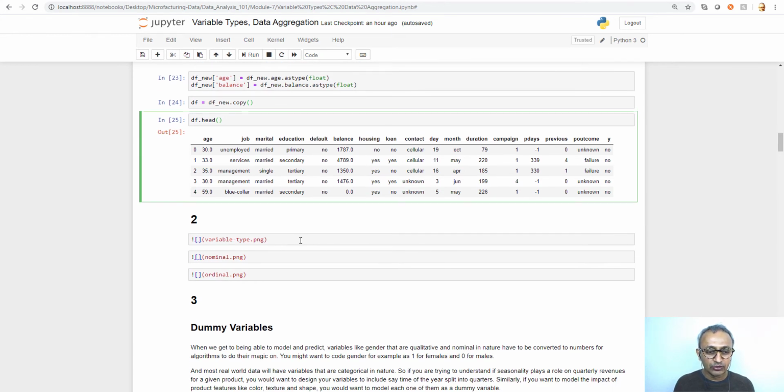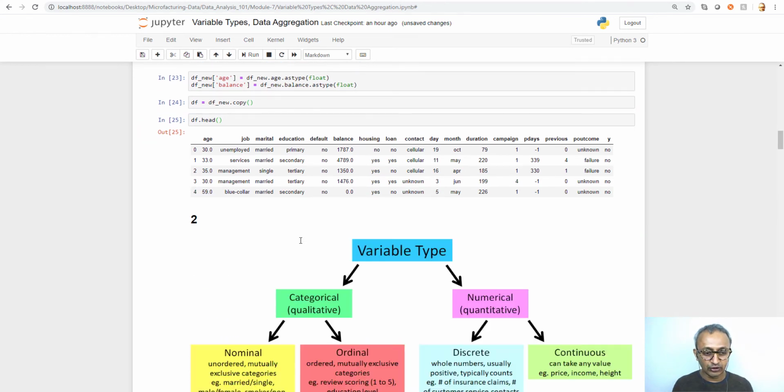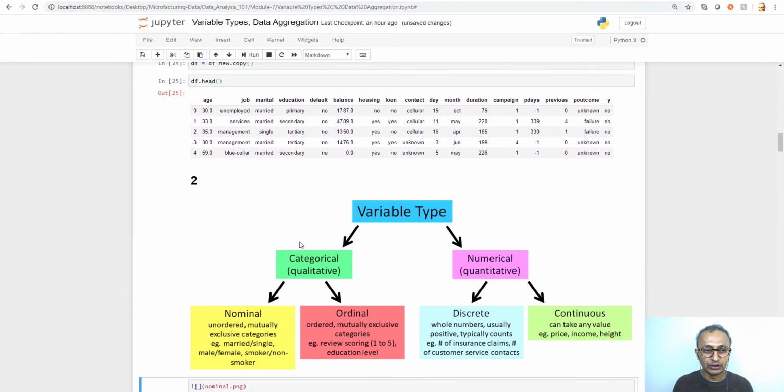Going back to the variable types, typically you will see two broad categories of variables you will deal with. One is categorical, which is more qualitative in nature, and the other is numerical, of course. Age is numerical. Job is categorical, marital status is categorical. Balance is numerical. Anything which is a number is numerical, and anything which is non-numeric is categorical.